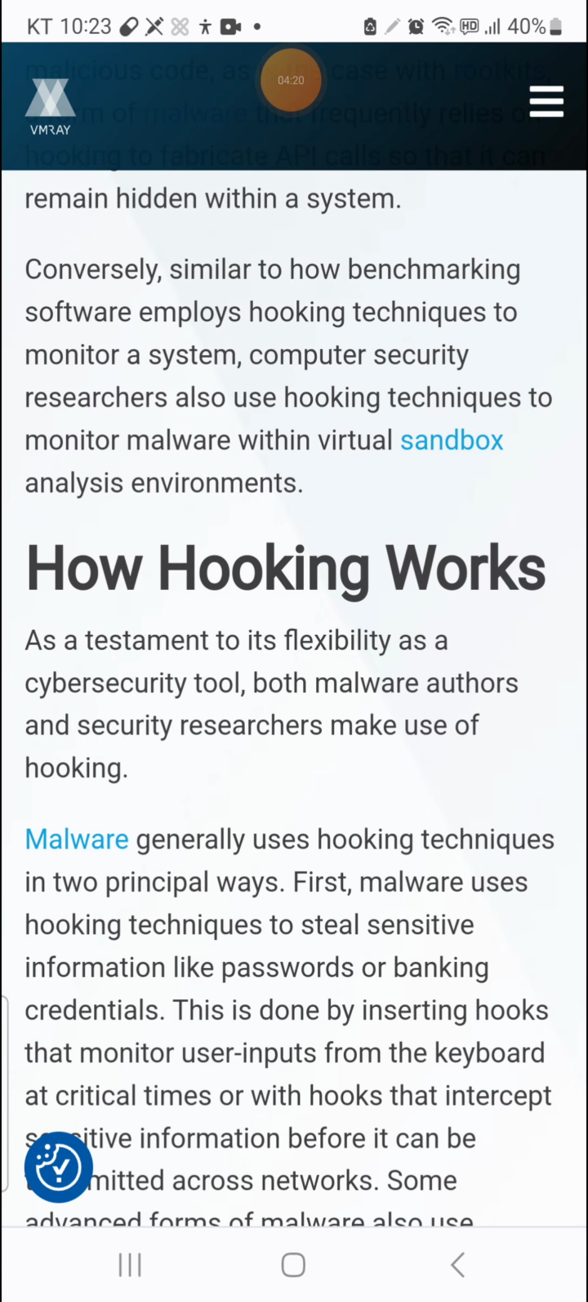How hooking works. As a testament to its flexibility as a cybersecurity tool, both malware authors and security researchers make use of hooking. Interesting. Both malware authors, that's another good term. Malware authors and security researchers make use of hooking. It's a more grammatical expression: make use of hooking, instead of just the verb use.